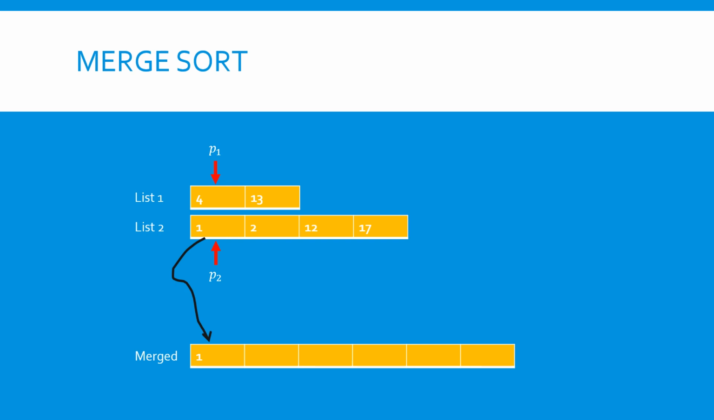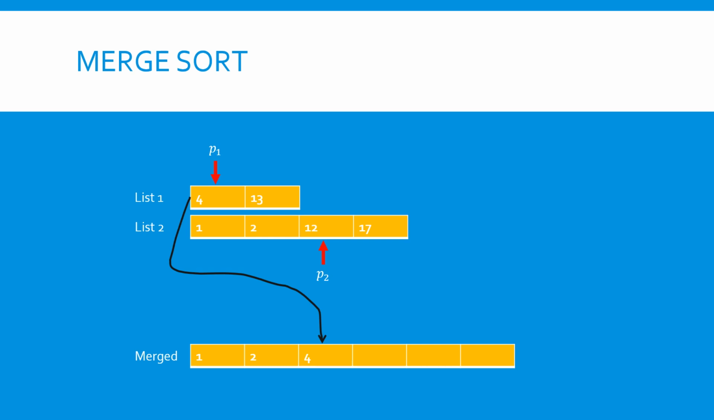For example, here we have 4 and 1 being pointed to by the pointers, and 1 is smaller than 4, so we put 1 into the merged list. After that, we also increase the pointer p2, as the element it was pointing to has been processed. We then repeat the process by comparing the elements pointed to by the pointers. We find 2 is smaller than 4, so we append 2 to the merged list. And we increase the pointer that was pointing at 2.